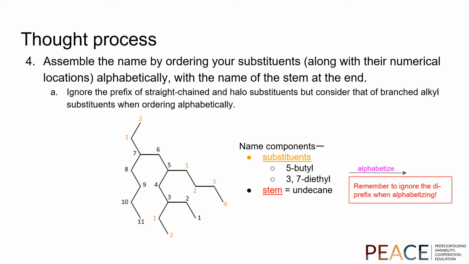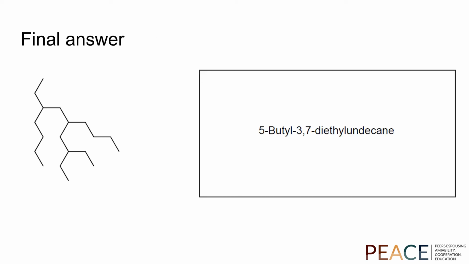Now you can pause the video to piece the name together, and once that's said and done, the final answer is 5-butyl-3,7-diethylundecane. Now obviously this was a long drawn-out process for the purpose of honing in on the specific thought process you'll want to go through when naming an unknown molecule. With enough practice though, it'll become like second nature.